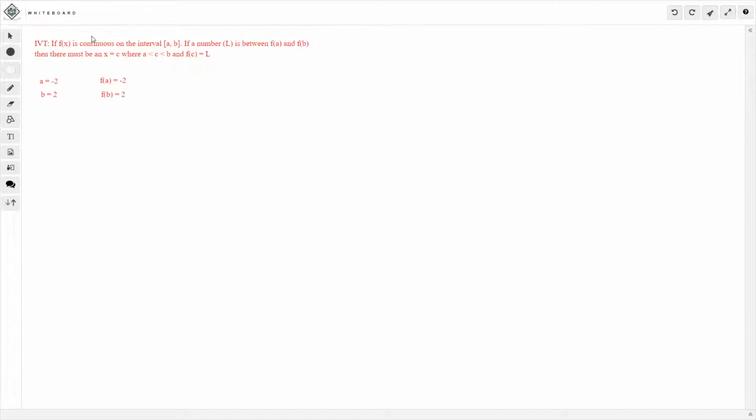What is the intermediate value theorem? Well, the intermediate value theorem literally states: if f of x is continuous on the interval a to b, and a number L is between f of a and f of b, then there must be an x equals c where a is less than c, which is less than b, and f of c equals L.